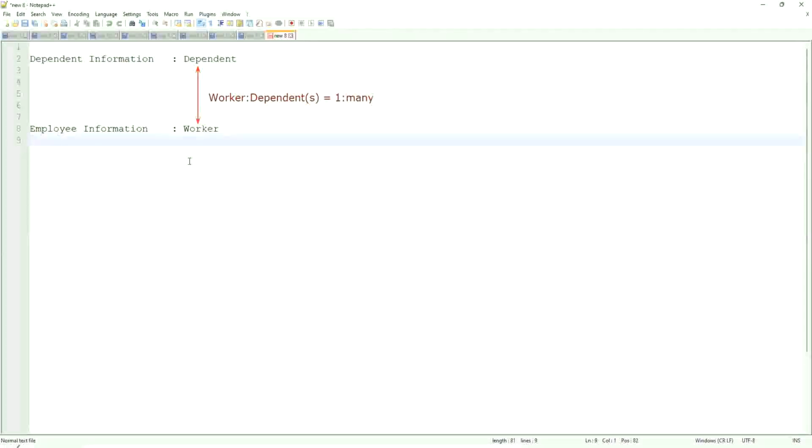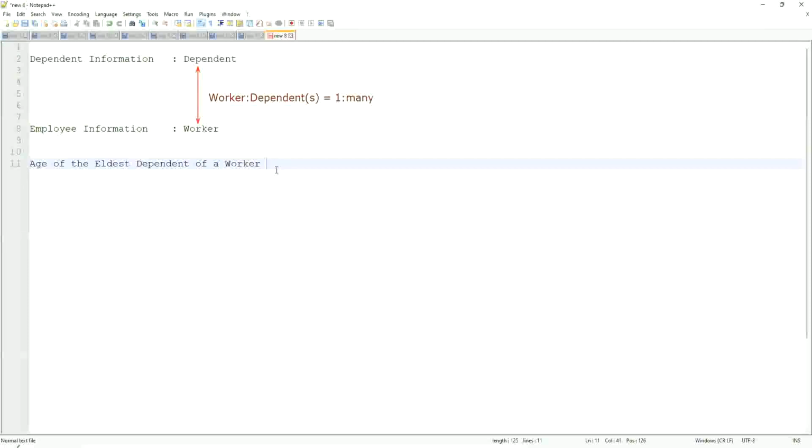Also sometimes what happens? You have to do some calculation for your integrations, for your EIBs, for your code connectors, where you have to get the information from the related business object and put it in the main or primary business object. Here, what we are going to find out is the age of the eldest dependent of a worker. We are going to do that.